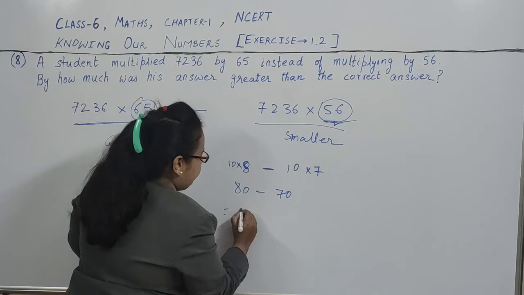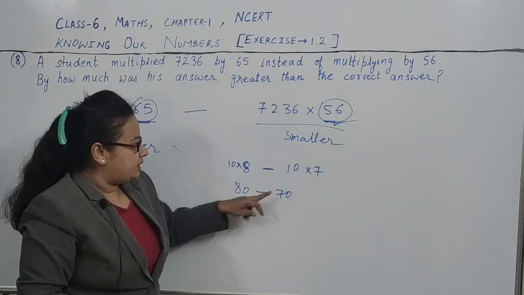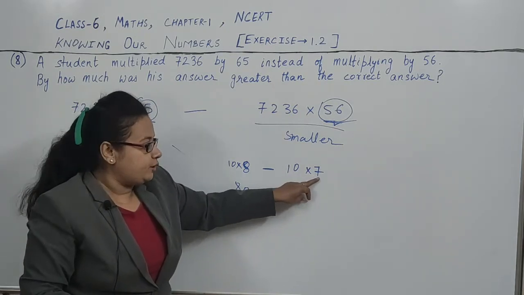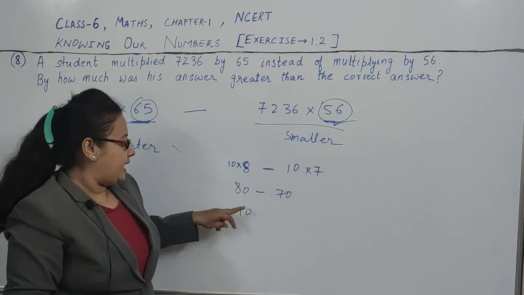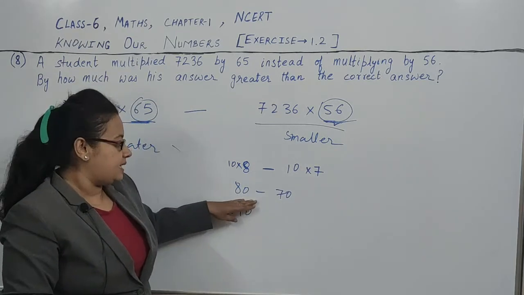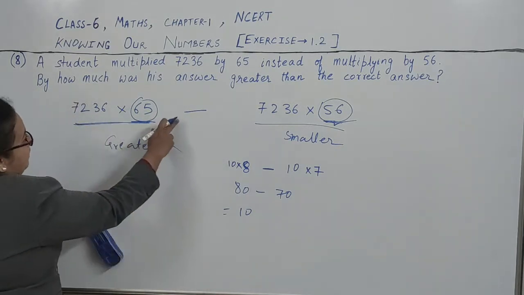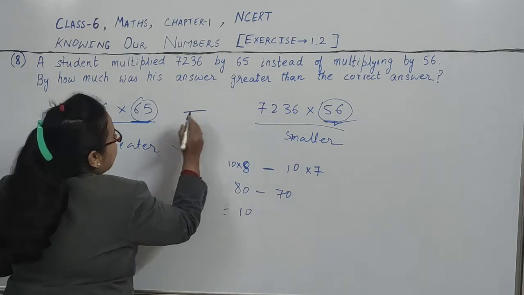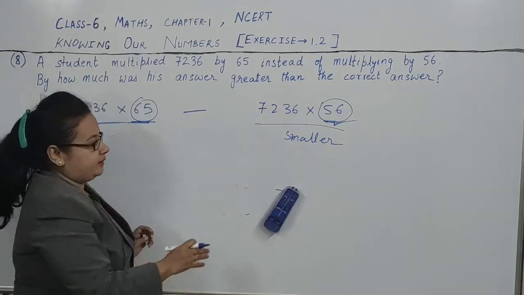So it will be 10. Your answer was 10 more than the actual answer, right? The actual answer should be 70, because I told you to multiply by 7, but by mistake you multiplied by 8 and your answer became 10 more than the actual answer. So by how much his answer will be greater than the correct answer, we will subtract and we will get it. So now we can do the solution.